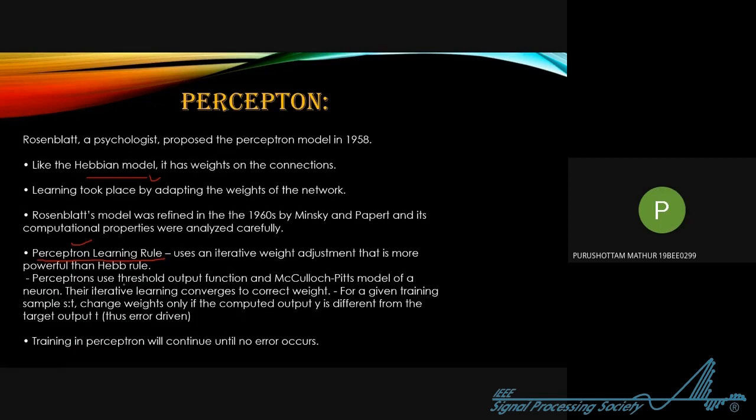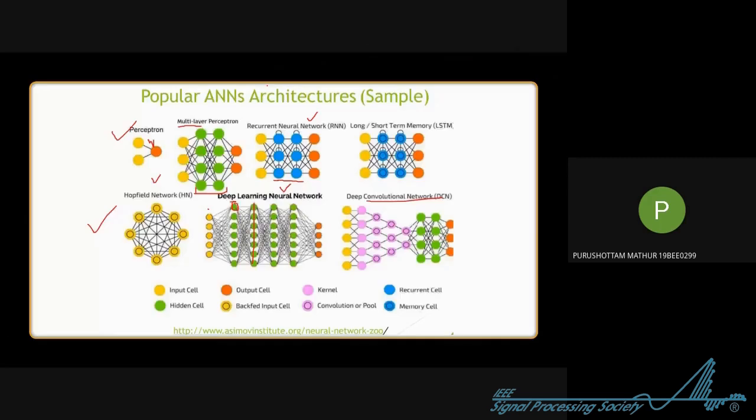Perceptron uses threshold output functions and the McCulloch-Pitts model of a neuron. Their iterative learning converges to correct weights for a given training sample. Like some sample would be there, and the weights change only if the computed output is different from the target output. Yeah, but it is the same way as I explained. This is what the thing is.